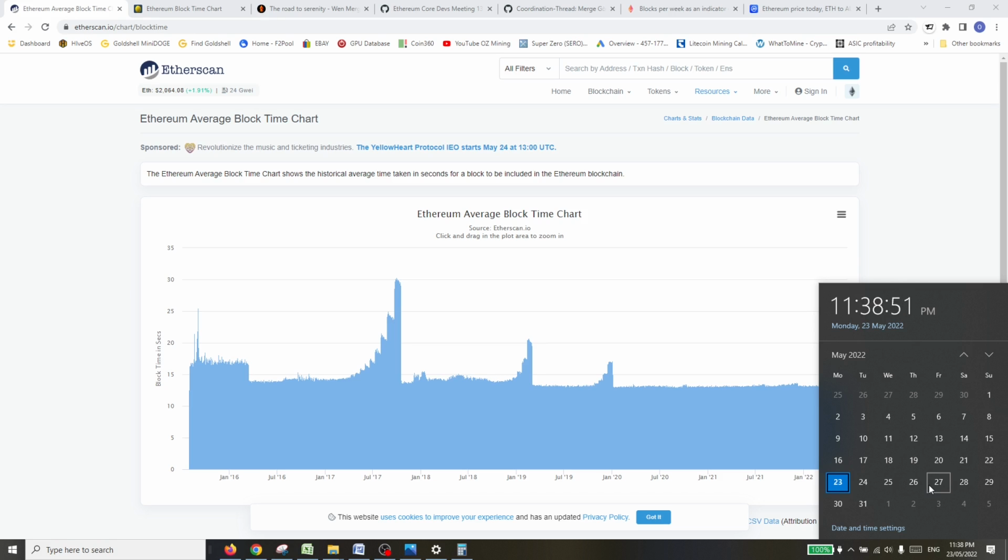If they leave the difficulty bomb in there and someone takes a copy of that fork, they're really going to struggle to unwind that code and defuse the difficulty bomb. So it's not a given that they're going to defuse this bomb. They might just let it run until we merge. That's something to be aware of as miners, and it means profitability is going to be squeezed and squeezed to the very last block that's mined on proof of work.